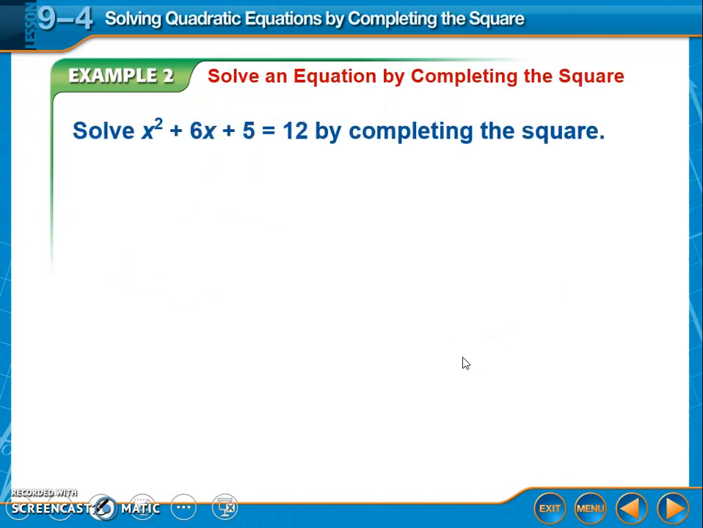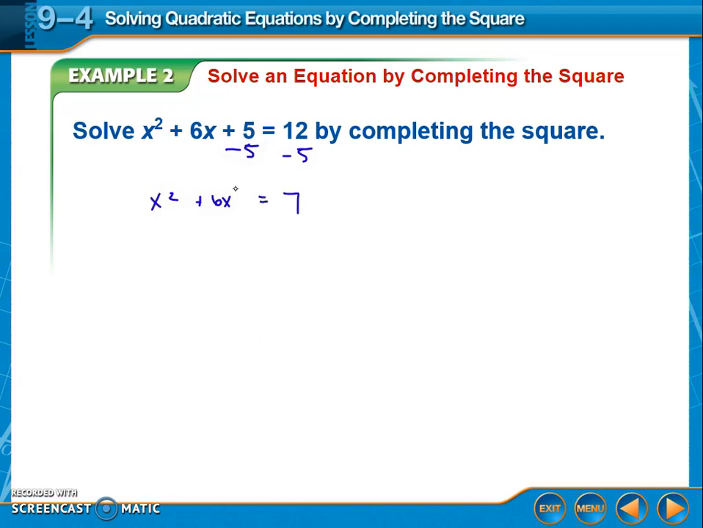Okay, so we want to be able to solve equations by using this method in a way. So what I want to do, first step in this is to move everything except the x squared and the x, so any of the constants, to the other side. So first thing I'm going to do is subtract 5. So I'm going to get x squared plus 6x equals 7.